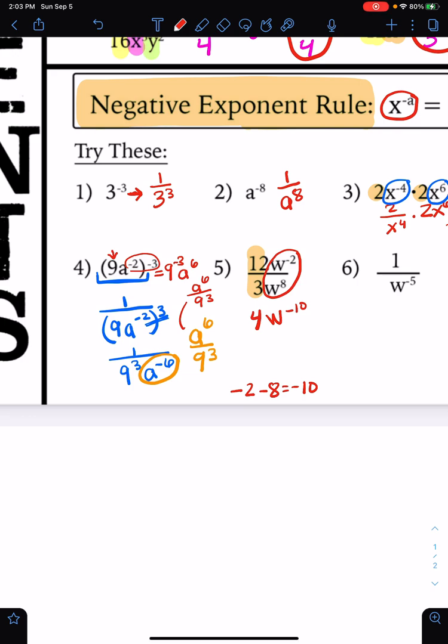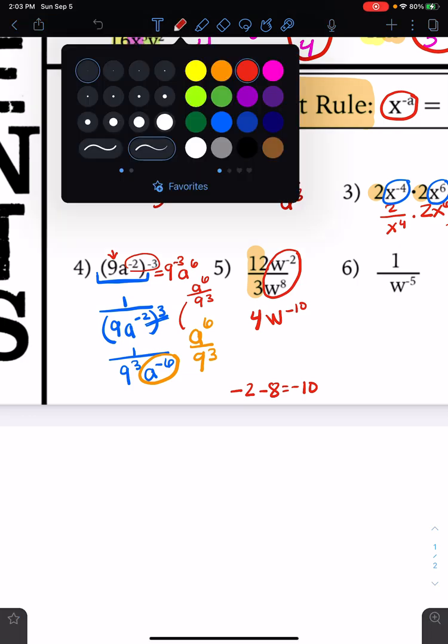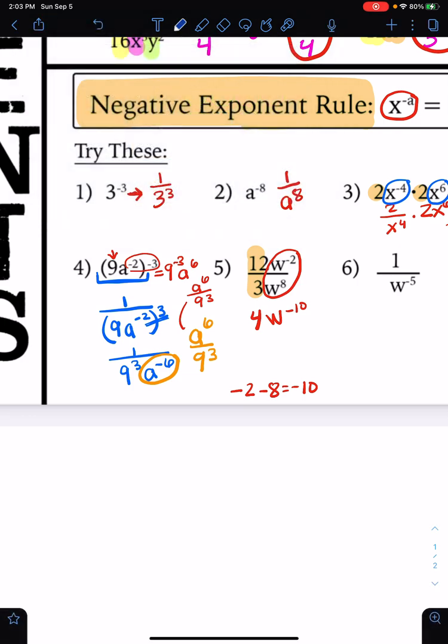But remember that if my exponent is negative, it's not happy where it is, and I can move it into the denominator and make it positive. So I can take w to the 10th and put that in the denominator, but the 4, which is not part of that exponent of negative 10, because exponents only apply to what they touch, would stay in the numerator.